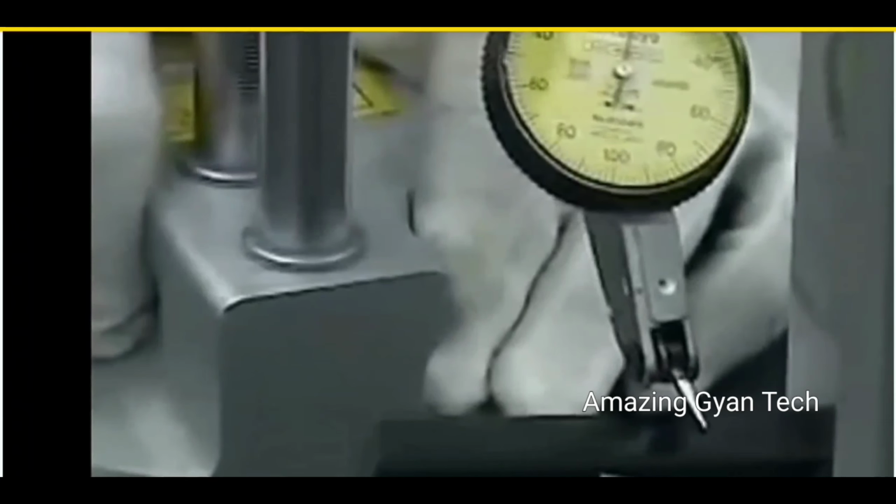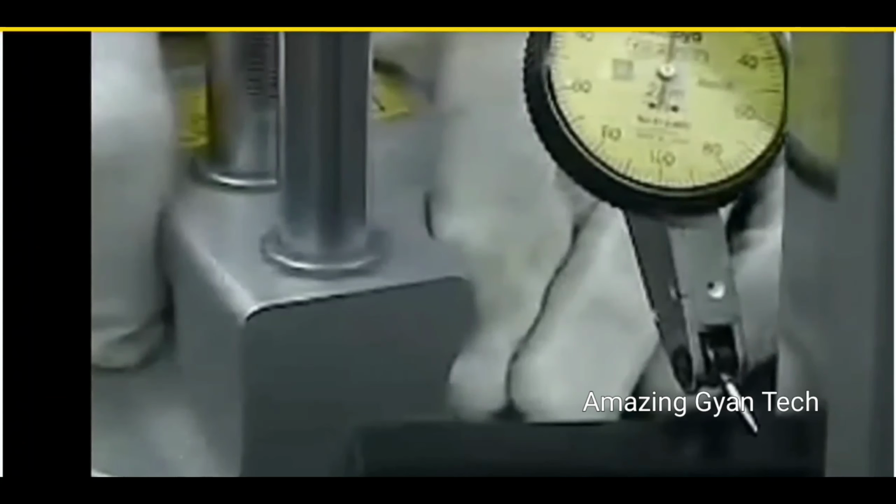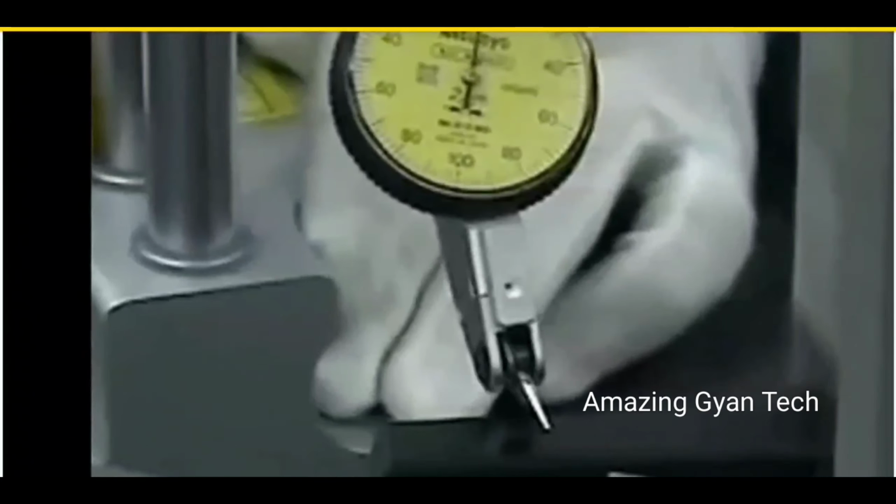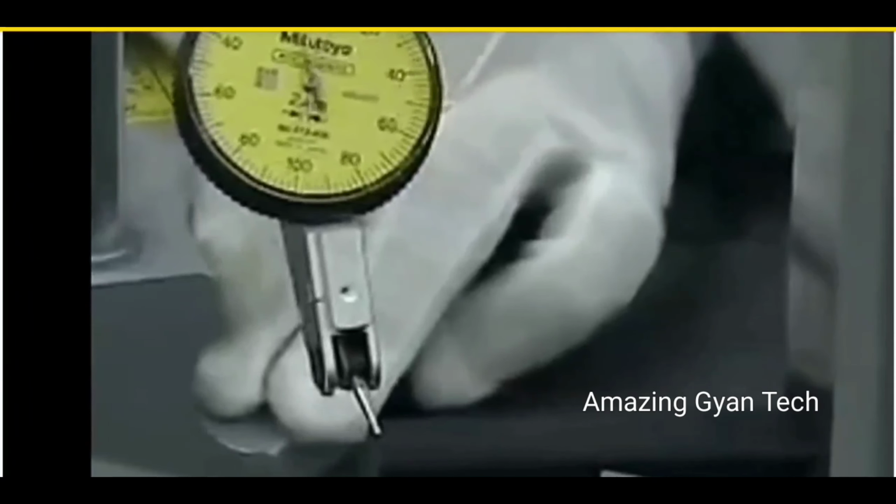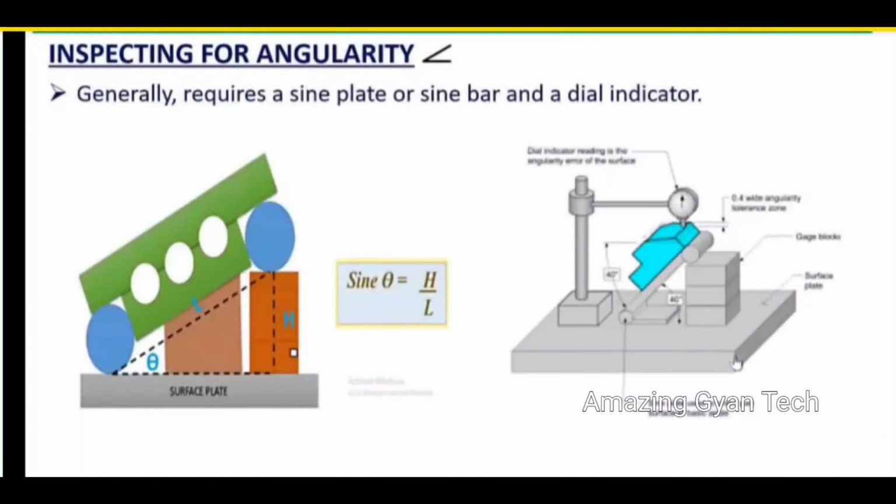See, now it is perfectly okay. The dial indicator is showing no deviations. So the total height he has used, he will use for the calculation of the angle. So this is the method of checking angularity.